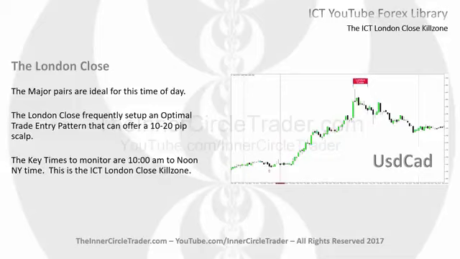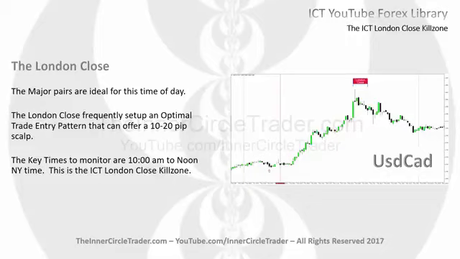Okay, so the London Close is a particular time of day that usually ends the opposite end of the daily range. The major pairs, usually coupled with a dollar, are ideal for this time of day, and the London Close frequently sets up an optimal trade entry pattern that can offer 10 to 20 pips for a scalp. The key times to monitor are 10 a.m. to noon New York time. This is the ICT London Close Kill Zone.